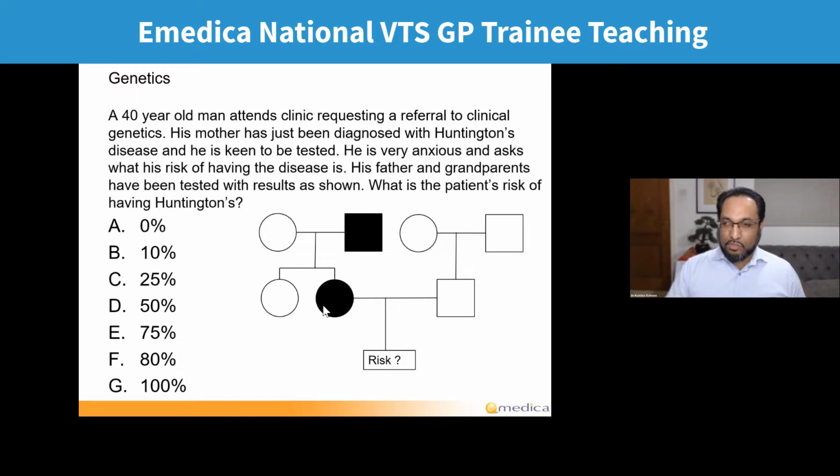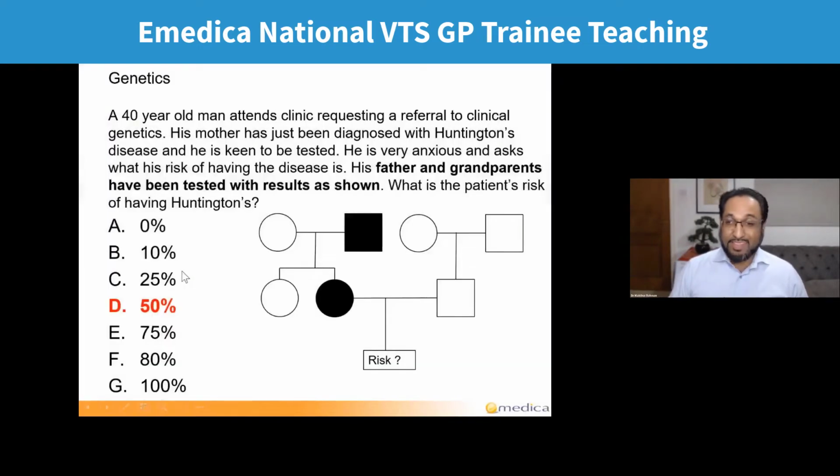So what that means is you only need one faulty gene to have full-blown disease. So if mum's got it and dad hasn't, what's this patient's risk? It's 50%. Okay, so D is the right answer, and well done. 3/4 of you got that right. Okay, but that means 1/4 of you didn't quite get it right.